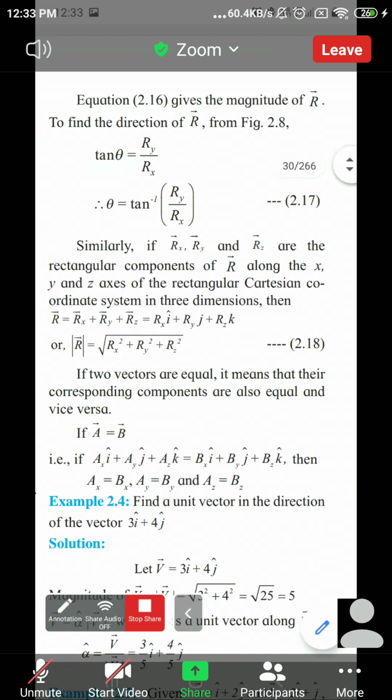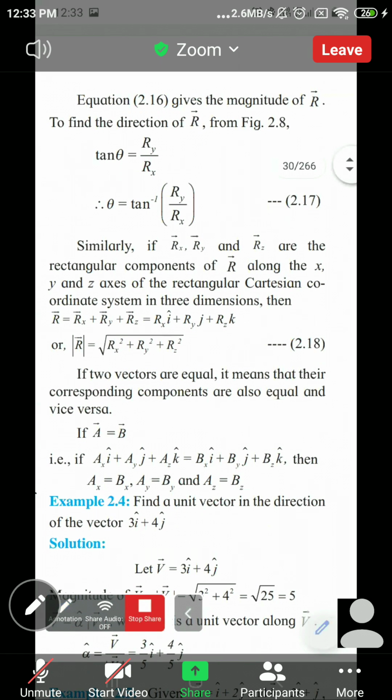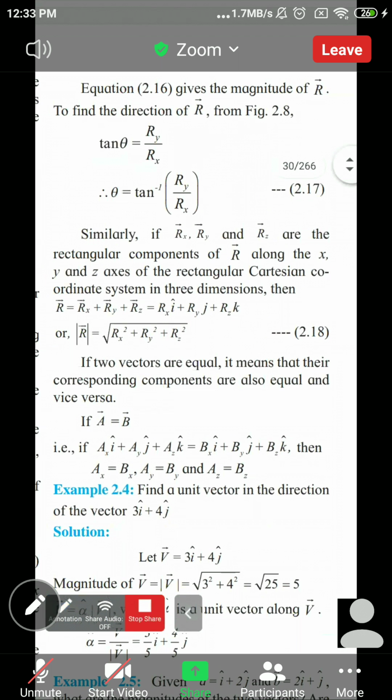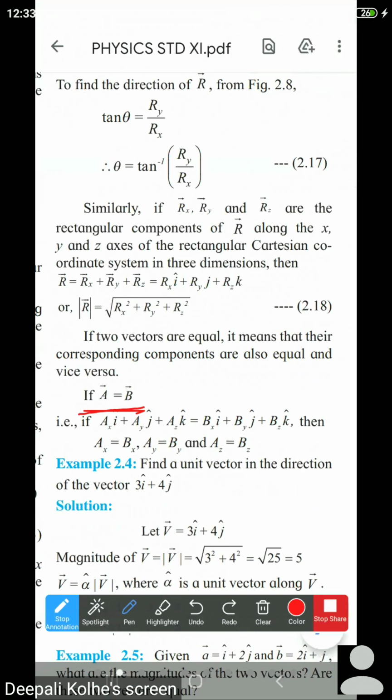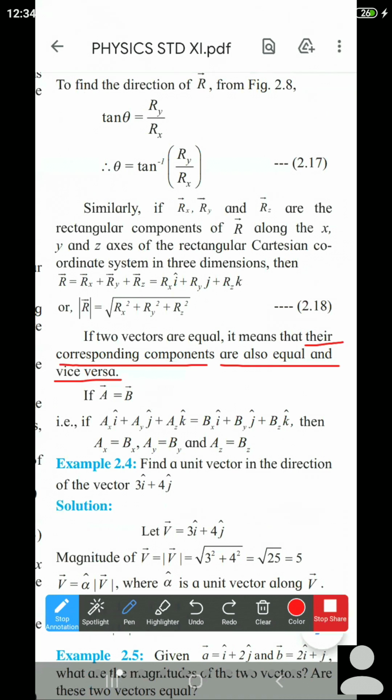Now here one condition is given. If two vectors are equal vectors. What is meant by equal vectors? Equal vectors means that the vectors' corresponding components are also equal and vice versa. If two vectors are equal, it means that their corresponding components are also equal and vice versa. यहाँ पर a bar is equal to b bar दिया है, दो वेक्टर इक्वल है, but we can write a bar as ax i plus ay j plus az k.